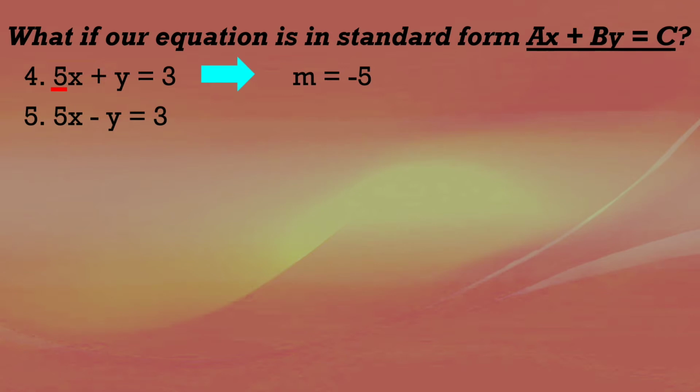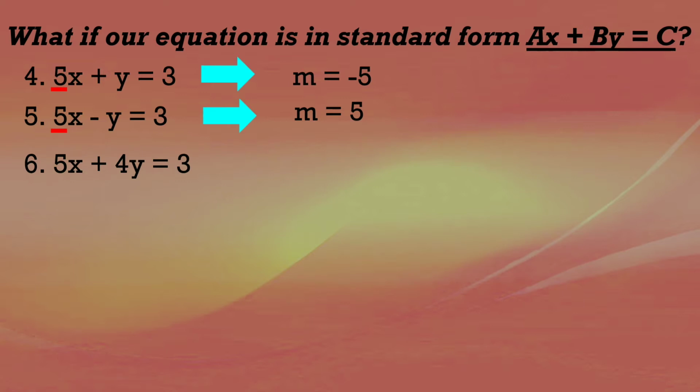So, number 5. 5x minus y equals 3. So, yung y natin dito is negative. So, this time, kapag negative yung y, hindi na natin kailangan kunin yung opposite sign ng ating number na katabi ni x. So, si 5 na katabi ni x, yun na yung slope natin. So, m equals 5.